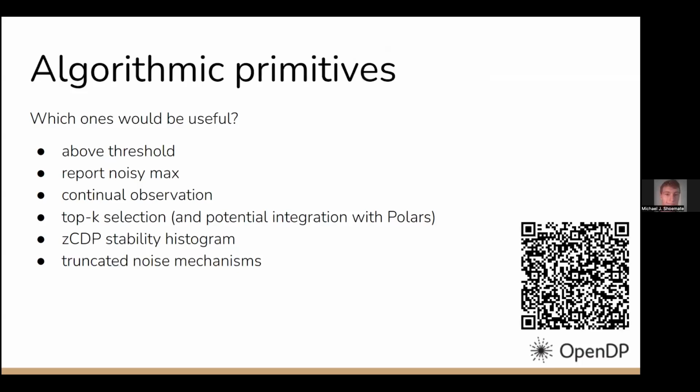We don't have an above threshold mechanism in the library. We have variations of implementations for above threshold in a PR, and we'd like to move that along. We have a report noisy max mechanism for Gumbel, but not currently exponential. There's some work Tutor's been doing to move that along. But what kinds of algorithms would be useful for your use cases when you're building up your algorithms?